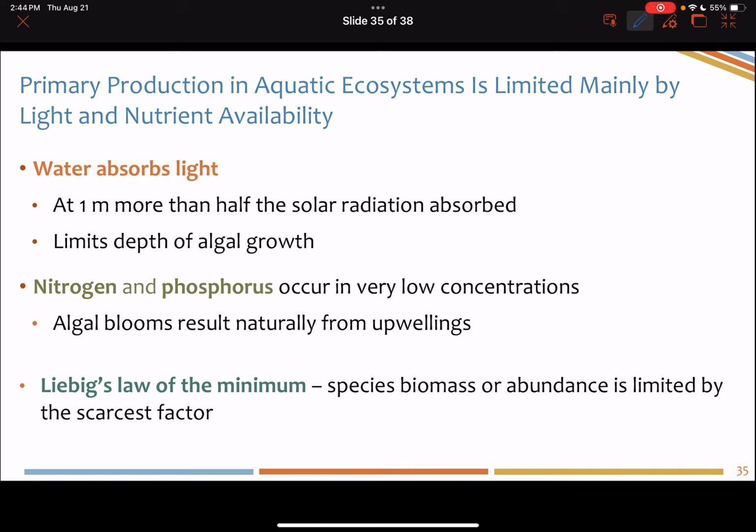Nitrogen and phosphorus often occur in very low concentrations in water. Every once in a while, we get algae blooms, though, where algae just go crazy because of nitrogen or phosphorus that is added to the water. So this is called eutrophication.